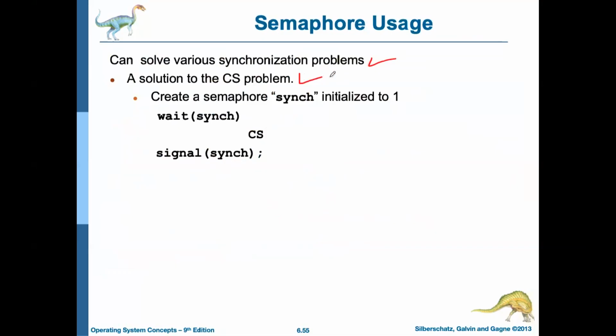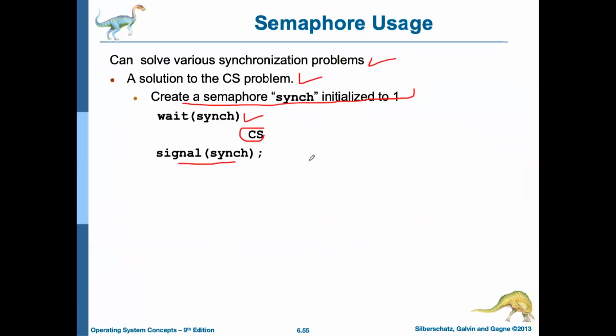Please digest this one, that's very important. So, a solution to the critical section: create a semaphore called sync. We have to initialize it to 1, then wait first. After initializing, this is the critical section part, and then signal to release. Before we pass, we have to give a signal.